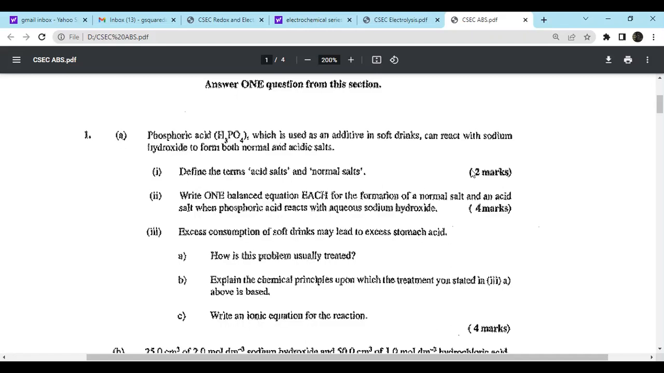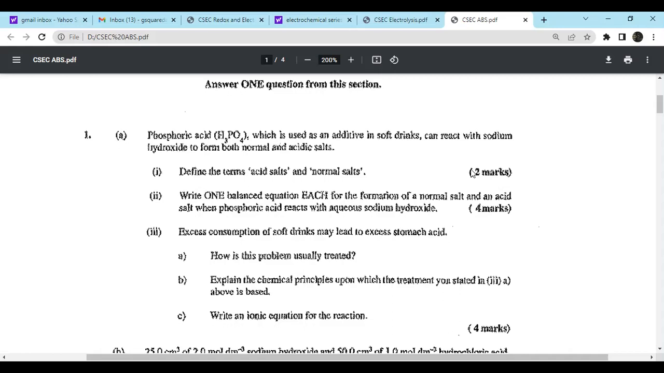A normal salt, well, you would not say it has no protons. You say a normal salt is formed when all the hydrogens are replaced by a metal or the ammonium ion in the acid. Actually, you can't use the ammonium ion because the ammonium ion is an acid in itself.